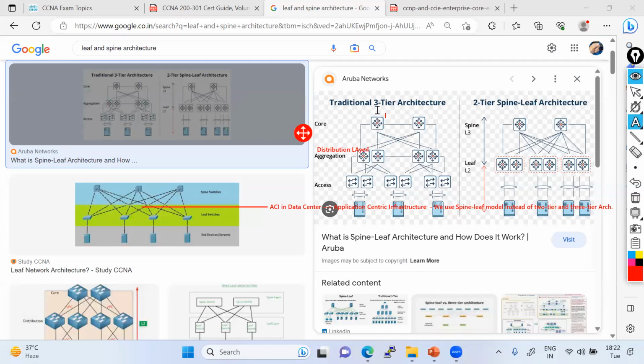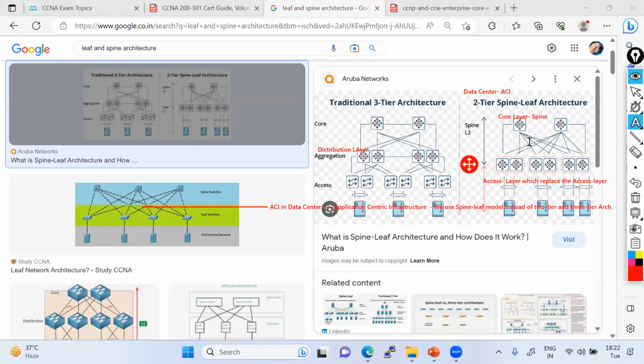And if you want to use the same in the data center, in the ACI, you use this leaf and spine. So leaf and spine, just think we have one core layer which is replaced with the spine, right? And we have the access layer which is replaced with the leaf.